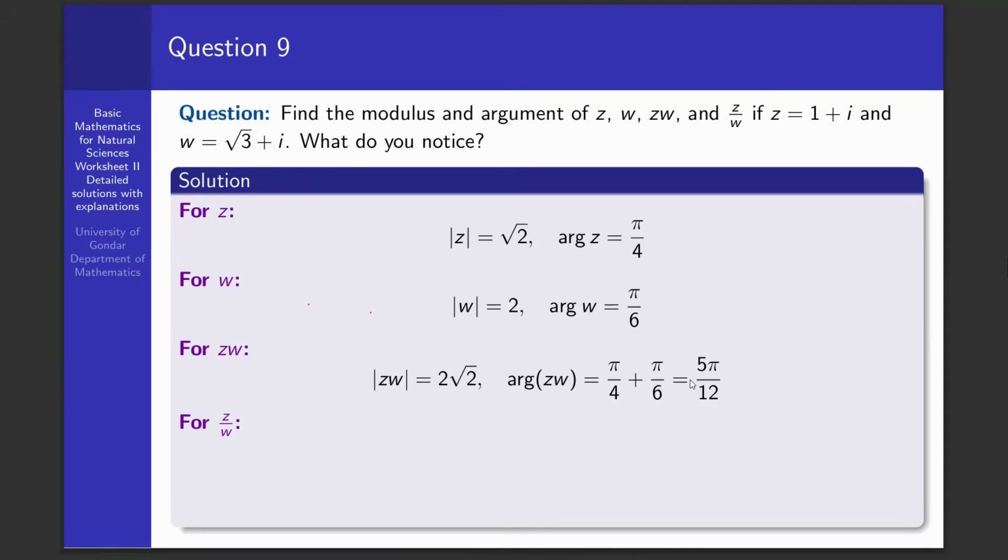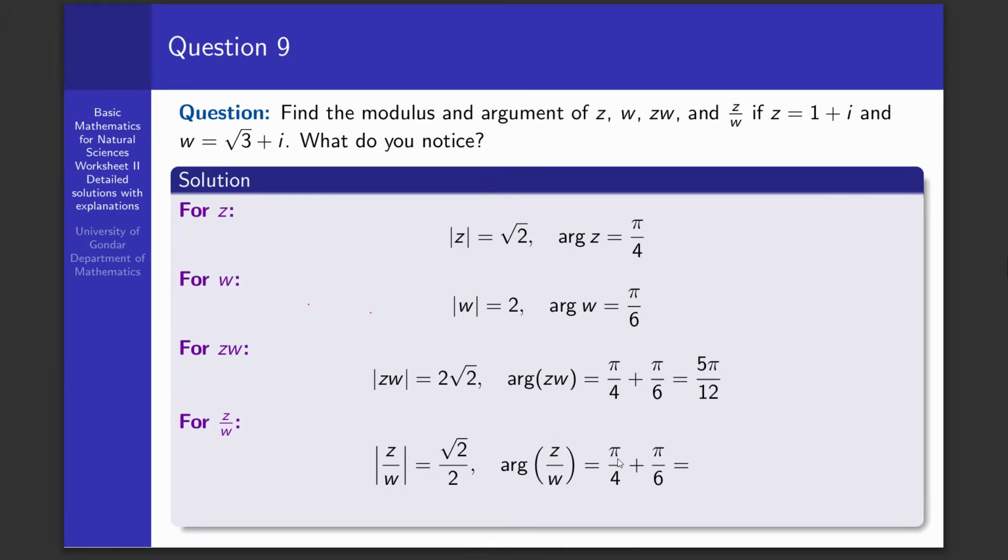Similarly, the last one, z over w: first the norm is radical 2 over 2. This means the norm of the quotient of two complex numbers is the quotient of the individual norms, that is radical 2, which is the norm of z, and 2, which is the norm of w, so that it is just radical 2 over 2. And the argument is also what? The argument of the quotient of complex numbers is the argument of z minus the argument of w.